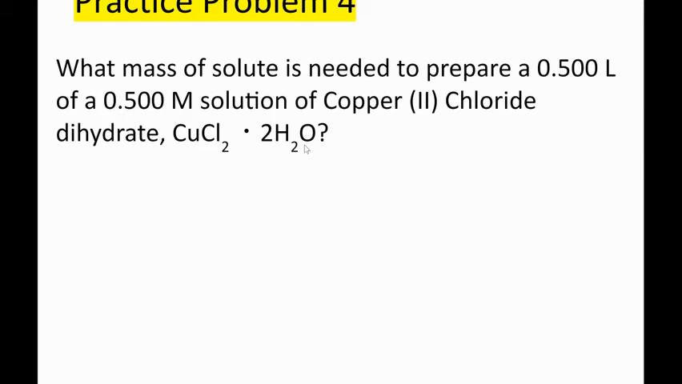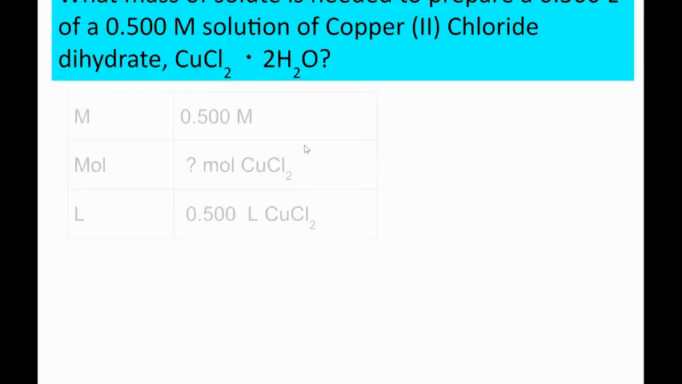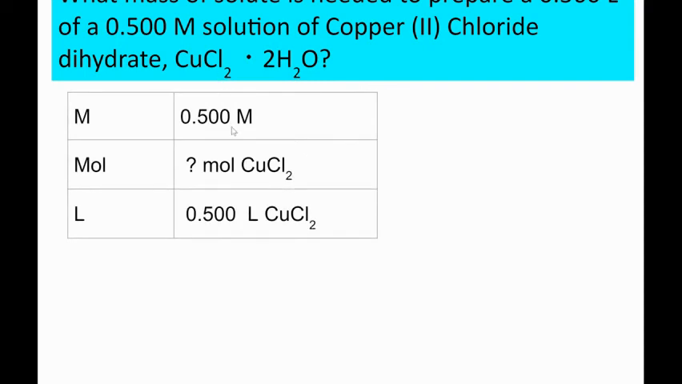Again, let's start by identifying our givens. So we know the molarity that we want, and we know the volume of the solution that we want to prepare. We're first going to need to solve for how many moles of copper 2 chloride we need as solute, and then convert that to grams so that we can measure it out.